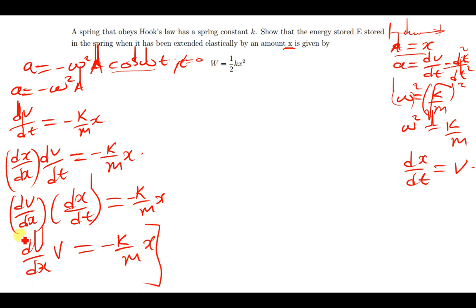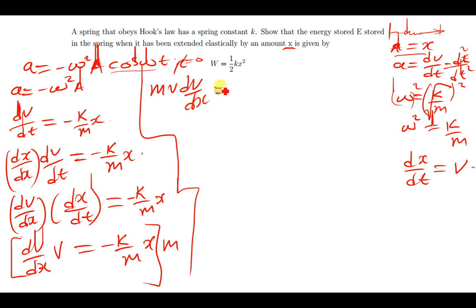Now we multiply the whole equation by m. When we do that, we have m v dv/dx on this side equal to negative kx, in short, not over anything. From there we can cross multiply now. dx will come to that side, so this side we have m v dv, and the other side will have negative kx dx.